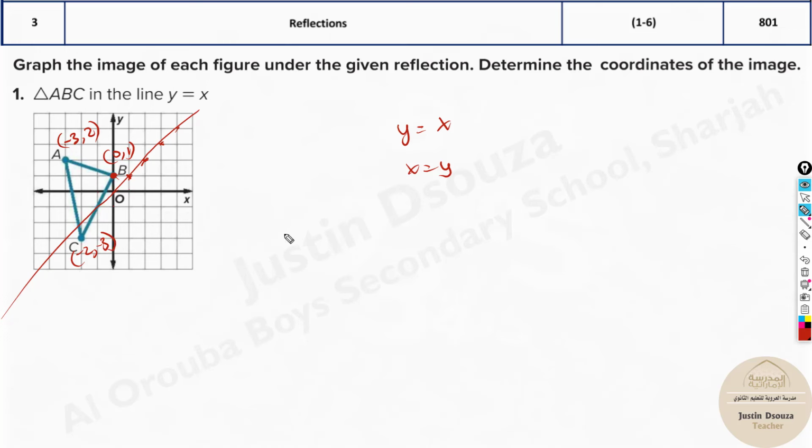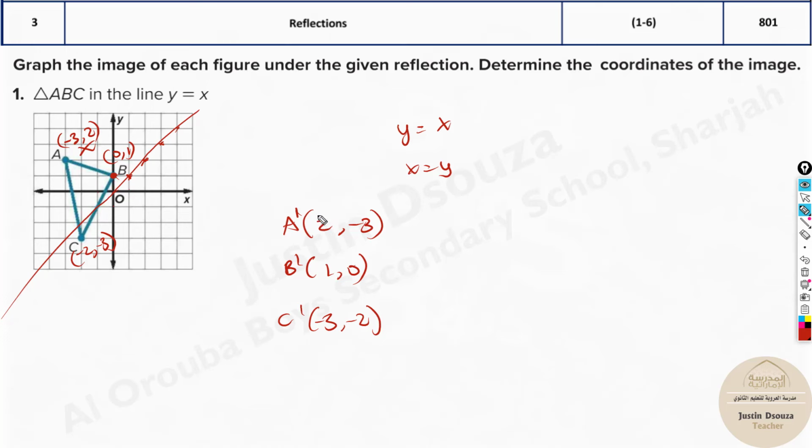A, B, C. So A prime, the reflected point, or A dash, will be, swap them. 2, comma minus 3. That's it. For reflecting along y equals x, you just swap these. 2, comma minus 3. And what is B prime? It will be 1, comma 0. And C prime will be minus 3, comma minus 2. Now, if you plot them, you get the answer.